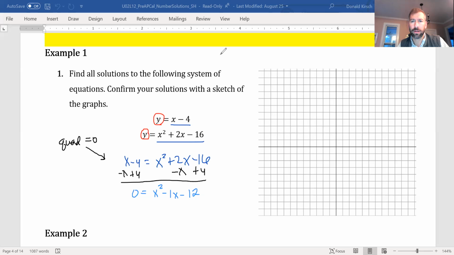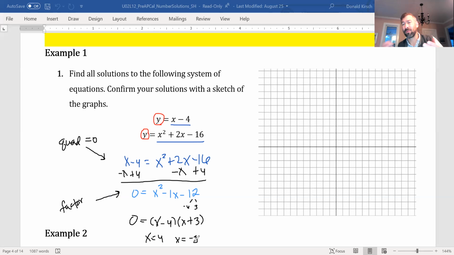Now from here, we have a lot of different options for what we could do, but we should always look to factor this. This is what we've been practicing. This was our Mad Minute. And so factoring is a great strategy whenever possible for quadratics. And this -12, we know factors of -4 and 3 will give us -12 and will give us -1. So we're going to break this down into 0 equals x minus 4 and x plus 3. Now we have two solutions here, x equals 4 and x equals -3.